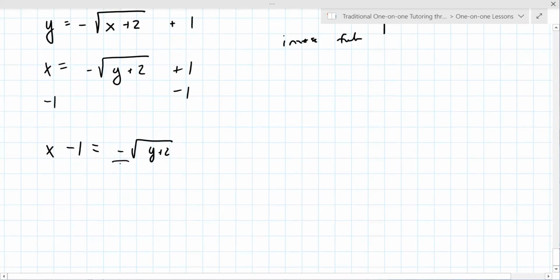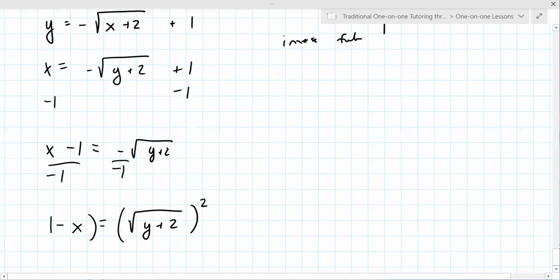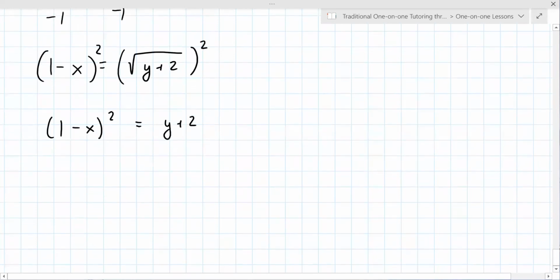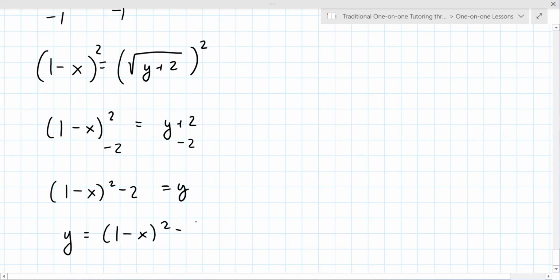Move the negative over. You're going to divide by -1. So you have 1 minus x. You can switch the order. You could also do it as minus x plus 1, but my preference is to do it this way. Both ways are fine. And then you square both sides here. So this becomes 1 minus x squared equals y plus 2. And then the last step is to subtract 2 from both sides. So that becomes 1 minus x squared minus 2 equals y. Y equals 1 minus x squared minus 2.